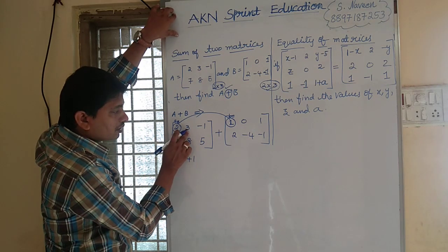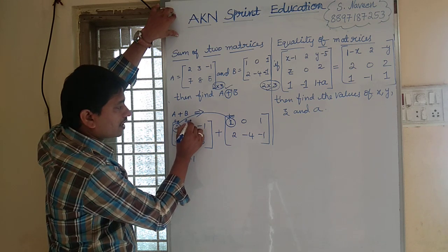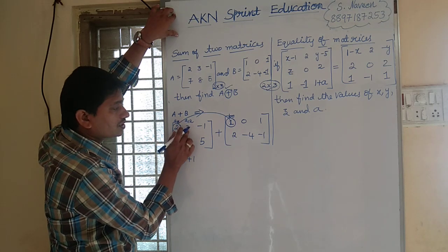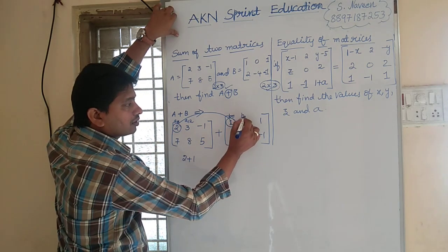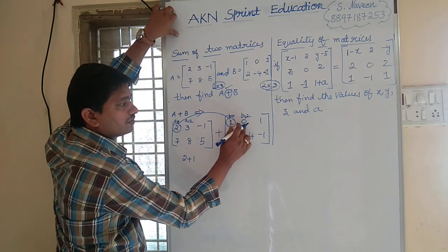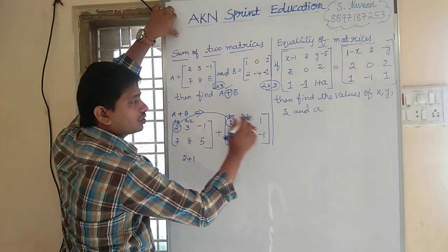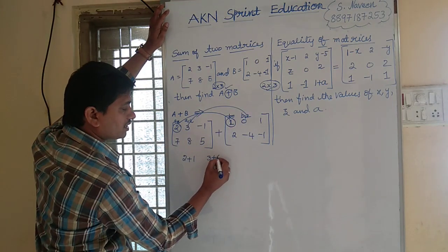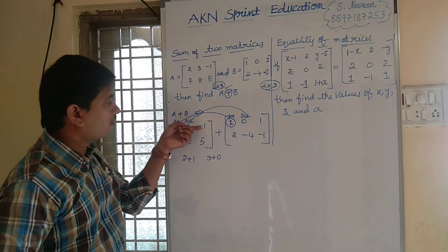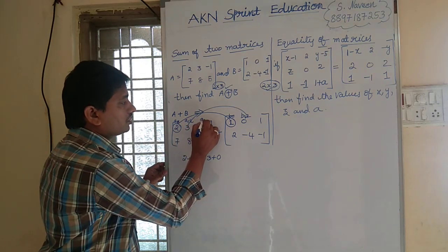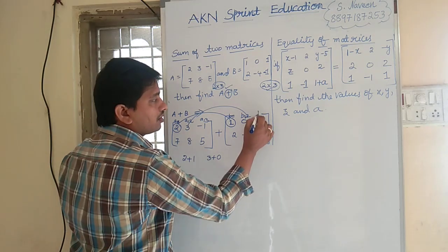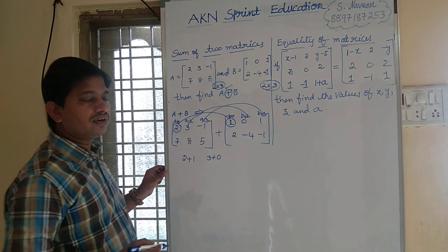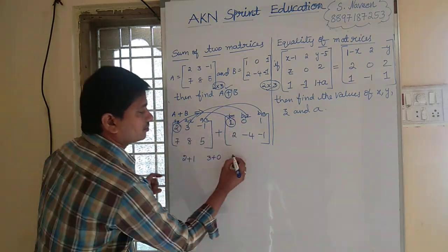Now coming to the second element, A12. What is the element A12? That is 3, first row, second column. And here B12. What is the element B12? It is equal to 0, which is in first row, second column. Now add their corresponding elements, that is 3 plus 0. Now minus 1 is in first row, third column, and 1 is in first row, third column. So the corresponding element of A13 is B13, that is minus 1 and 1.